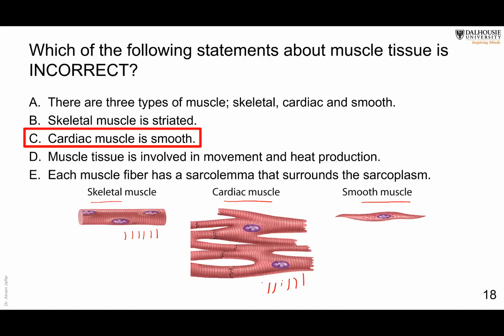There's another special name here for the content of the cytoplasm, an organelle, which is the smooth endoplasmic reticulum, also called the sarcoplasmic reticulum. So statement E is correct, and the only incorrect statement is that the cardiac muscle is smooth. On the contrary, it is striated, but it is involuntary.